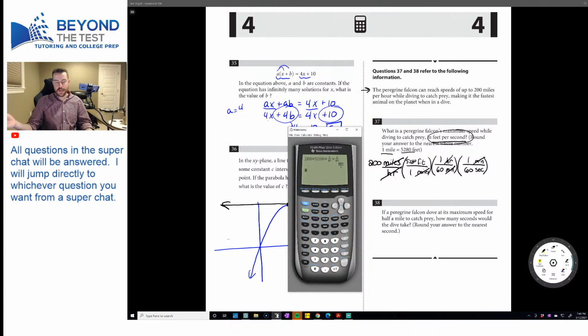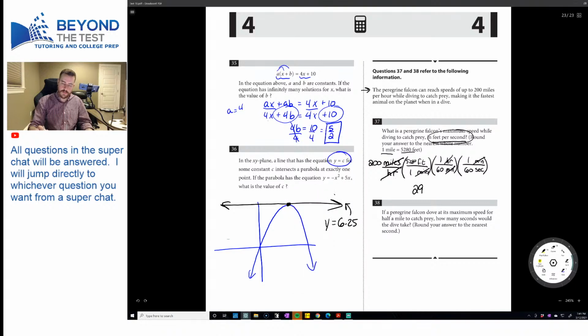But that's going to be too big to put into the Scantron, so make sure you convert that to decimal. If you hit math and then convert it to decimal, that gives us 293. Since it wants the nearest whole number, just 293 feet per second. So there we go. All right, and then we have our last question here.